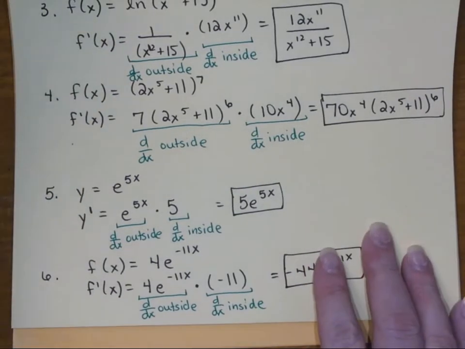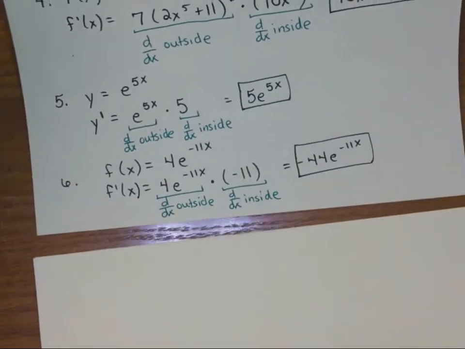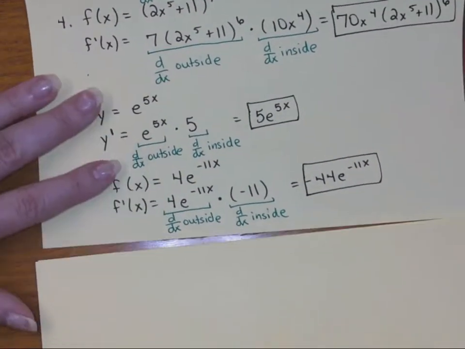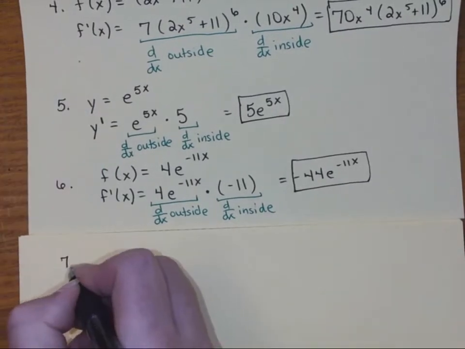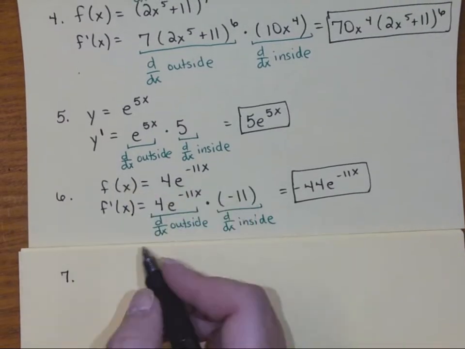Okay. Once you understand chain rule, you'll find it's not one of the most difficult rules that we do. It's just that until you understand that you're doing the derivative of the outside times the inside, it can be a little challenging. All right, so let's look at number 7.